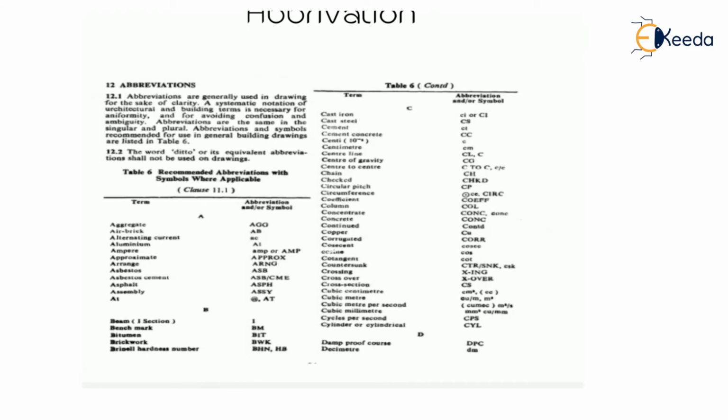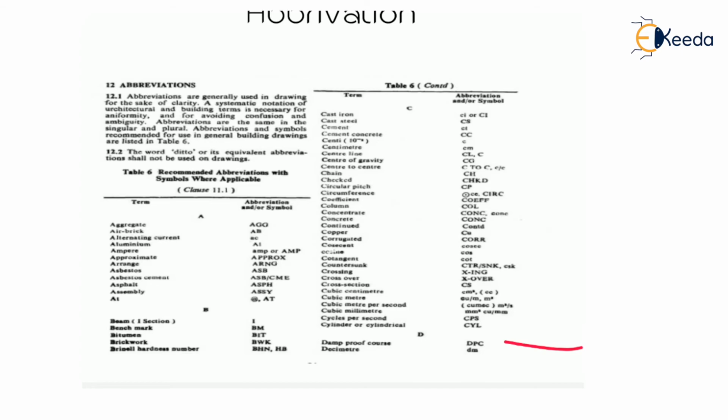Okay, now the next point is abbreviation. Abbreviation means nothing but the short form of any long word. As an example, there is one term, damp proof course, and the abbreviation for that is DPC. It means DPC is the short form of damp proof course.